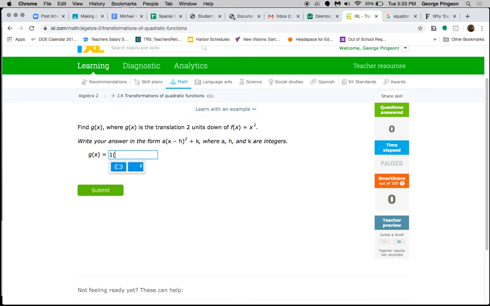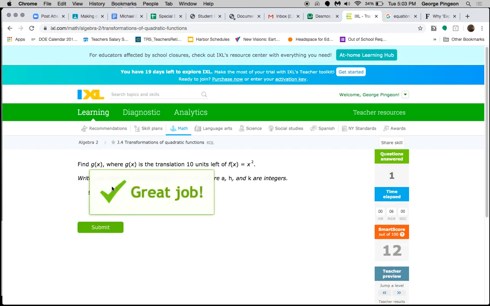1 times x minus, and is there any side-to-side motion? No. It's only saying 2 units down. So I'm going to keep that at 0. I'm going to keep h at 0. And I'm going to make k negative 2. G of x equals 1x minus 0 squared minus 2. That's going to move it down 2 units. Great job. Okay.